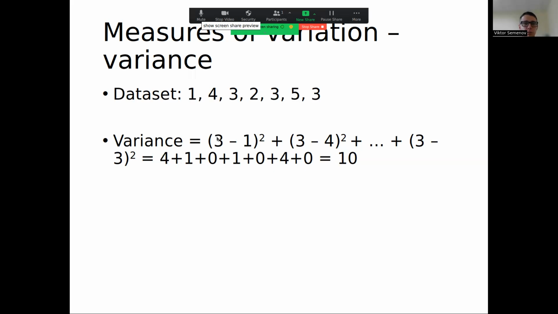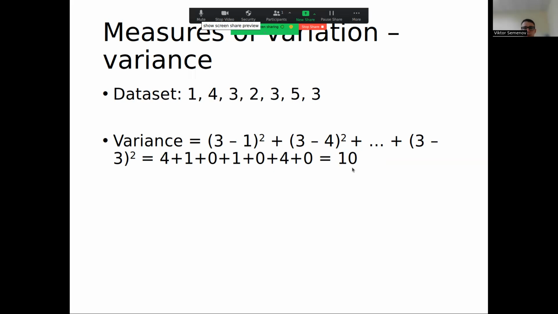So 3 minus 1 squared: it will be 2 squared, it is 4. Then 3 minus 4 is minus 1 squared, it will give you 1. So yes, here you have 1. 3 minus 3 is 0, and 0 squared is 0. So 4 plus 1 plus 0 plus 1 plus 0 plus 4 plus 0 gives you 10. So this is the variance. So variance is 10.